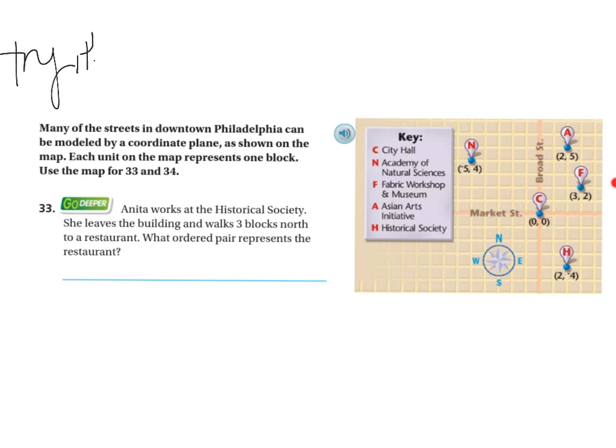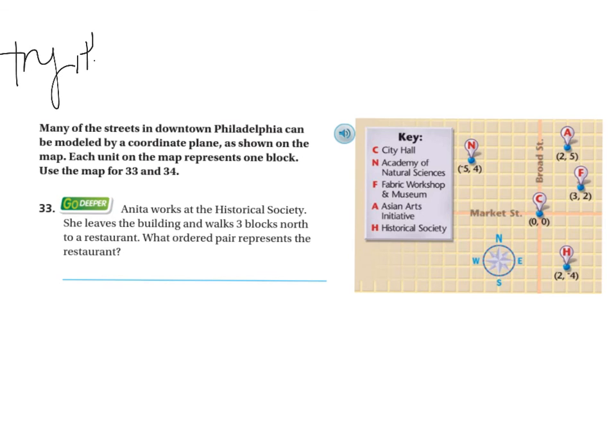So here's our little map. Here it tells us what building is located on each letter. So for example, H is the Historical Society. City Hall is C, which is at the 0, 0 at the origin. So Anita works at the Historical Society. Oh, look at that. And she's right here. She leaves the building and walks 3 blocks north to a restaurant. What ordered pair represents the restaurant? So I want you to go ahead and try this one on your own.